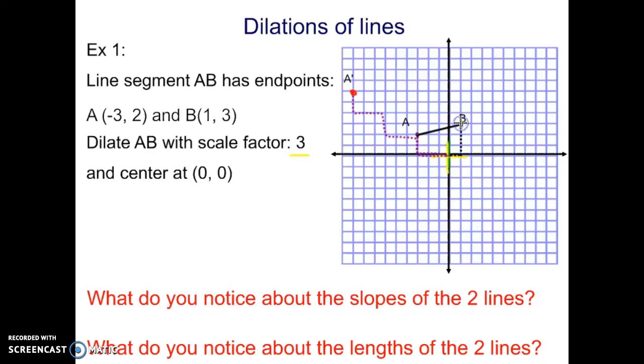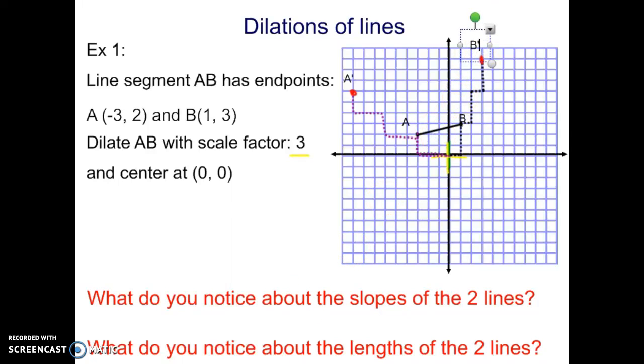Right 1, up 3. And then I'm going to do it 3 times. So I need to do one more, right 1, up 3, and do it again. Right 1, up 3. And that is going to be our B prime. And I can label that B prime. Remember, the new shapes are always labeled with the primes.